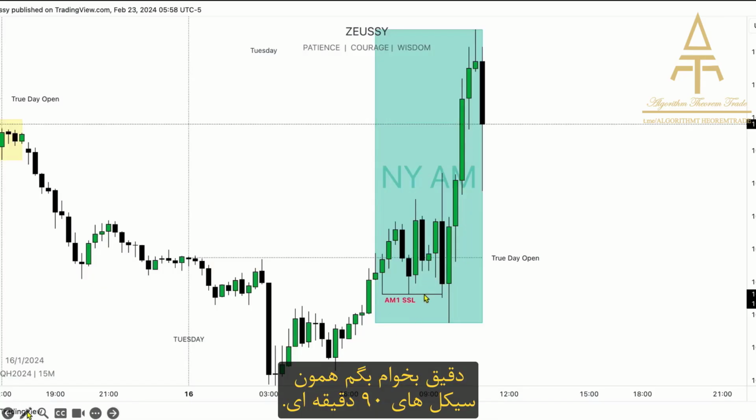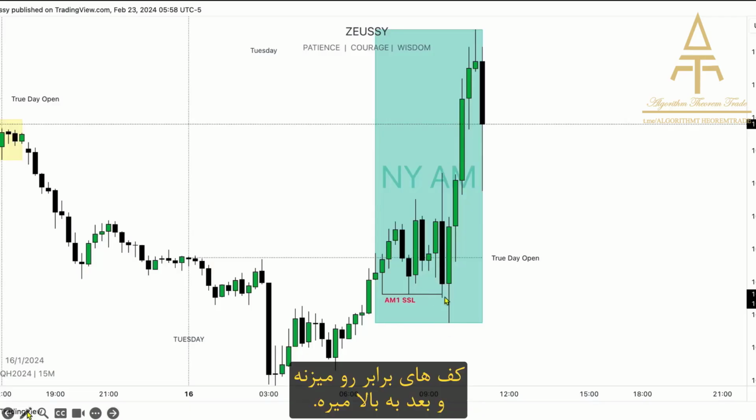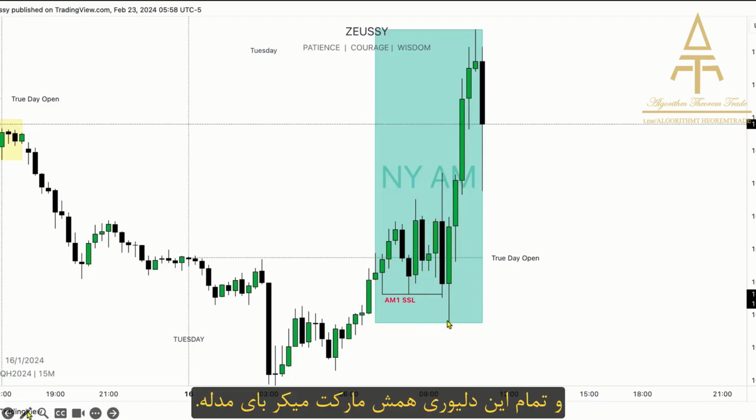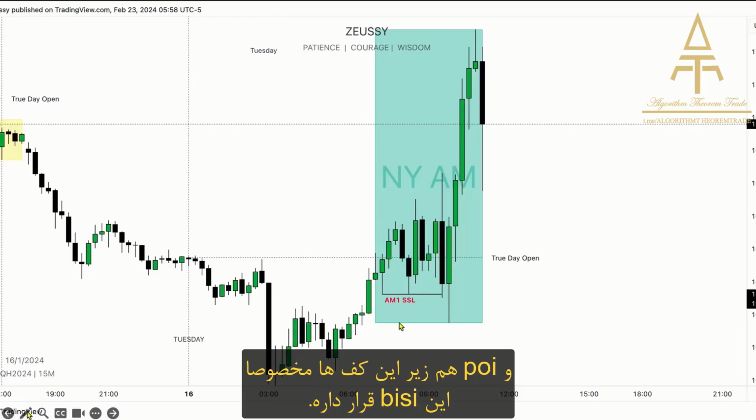What we see is that the market purchases those equal lows right here and then distributes higher because the higher time frame order flow is bullish. Therefore, any leg lower purchasing sell side is manipulation, and inside of this delivery higher, there's a fractal market maker buy model. Point of interest being the liquidity below these lows and specifically this CB.